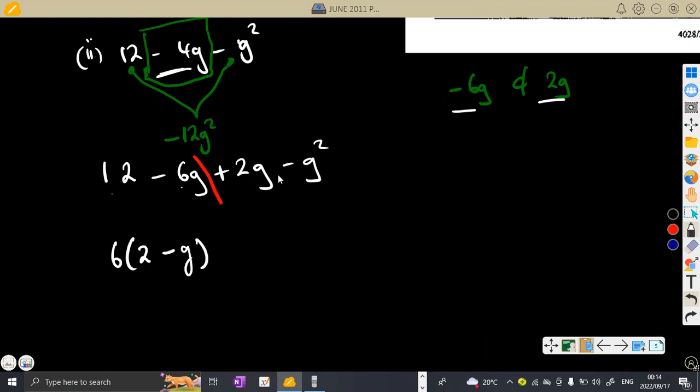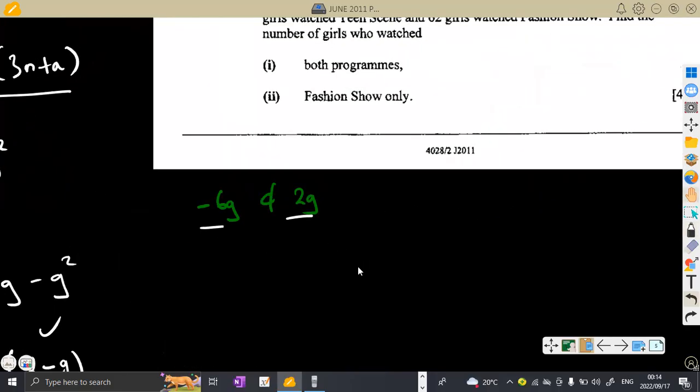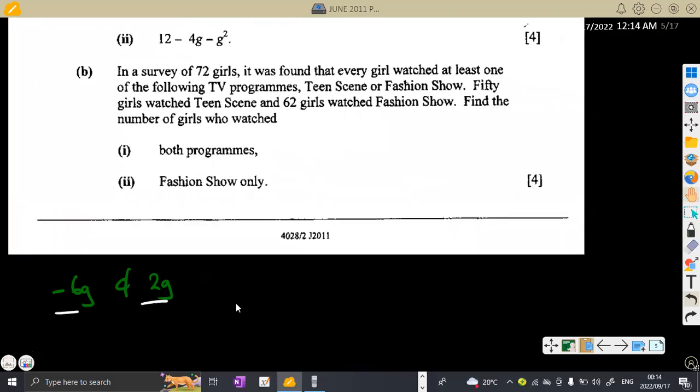Here you need to have the same answer just like what we had here. So we're going to factor out plus g, so that 2g and g will cancel. We remain with 2. Minus g squared and g will cancel. We remain with g. So as you can see, the two brackets here are the same. So that's 2 minus g into 6 plus g. So that is what you're going to have in this case. Okay, so I think it was simpler this way.